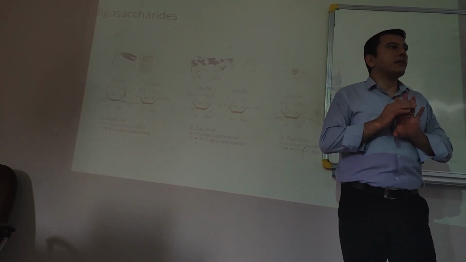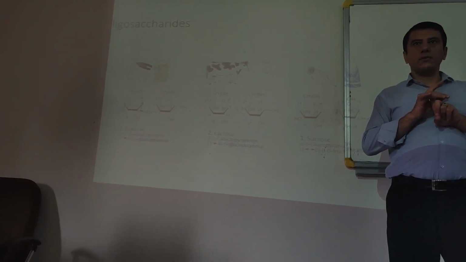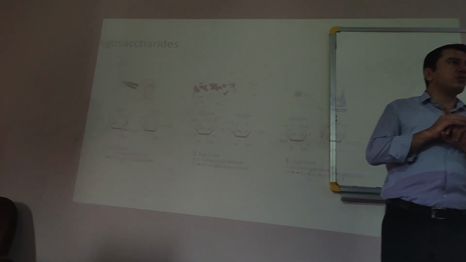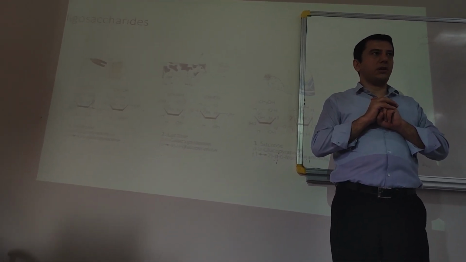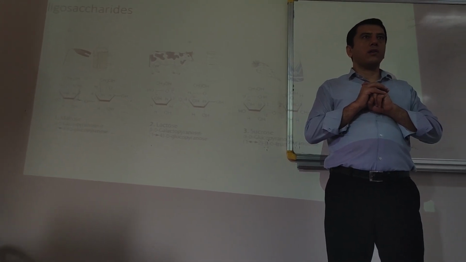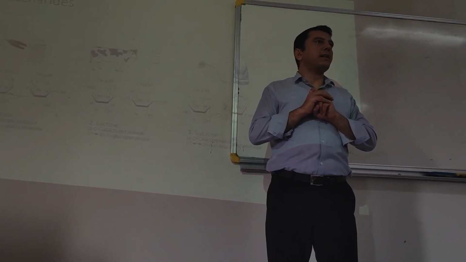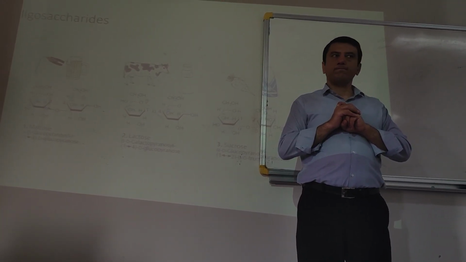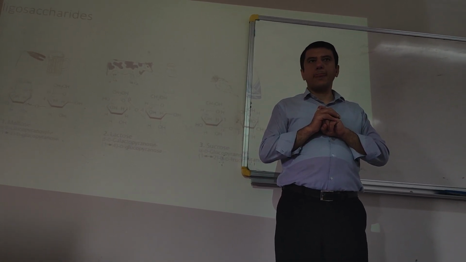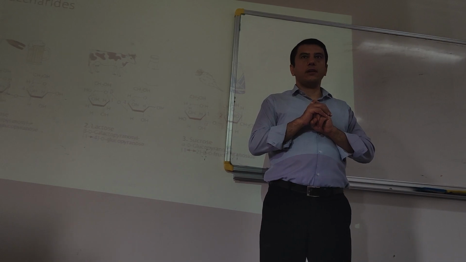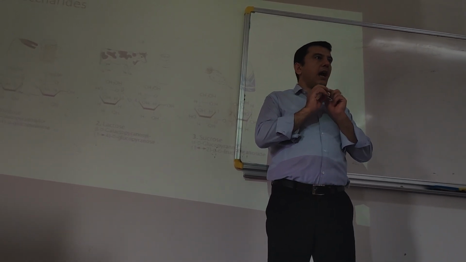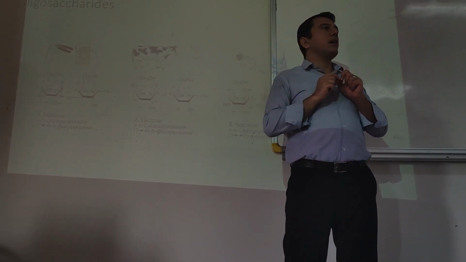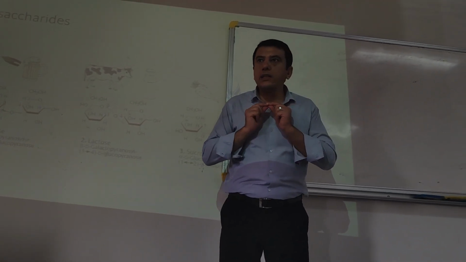First, what is a reducing sugar? Who can tell me what a reducing sugar is? I explained it for you. A sugar with a free anomeric carbon, which means a free OH carbon, is a reducing sugar.